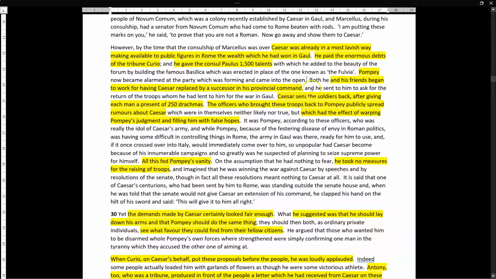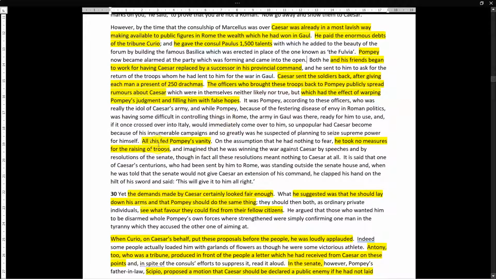So we end up with this division forming. Pompey and his friends began to work for having Caesar replaced by a successor in his provincial command, as mentioned in the Suetonius source. So Caesar sent soldiers back after giving each man a present of 250 drachmas, so more bribery. The officers who brought these troops back to Pompey publicly spread rumours about Caesar, so they start spreading some false rumours, because they're basically, it says, in effect warping Pompey's judgment and filling him with false hopes. They're trying to lull Pompey into thinking he can easily defeat Caesar, that Caesar's giving up really easily, and that will make Pompey quite arrogant and he won't prepare himself.